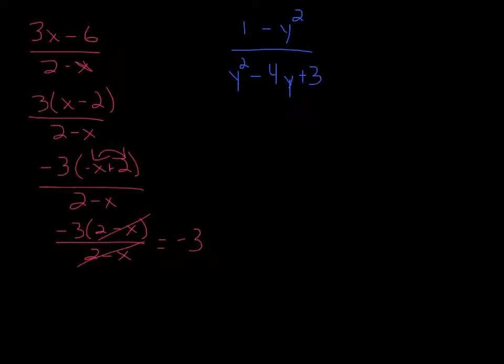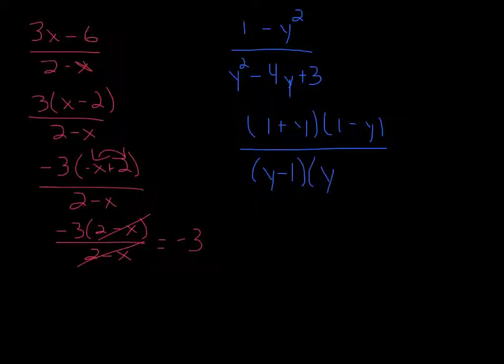So if we factor those down, we have 1 plus y, 1 minus y, because they are a difference of 2 squares. And on the bottom, we are left with y minus 1 and y minus 3. Okay, so on the top we have this 1 minus y, and on the bottom we have y minus 1. So let's pull out our negative 1. Doesn't matter which side you pull it out of. In the notes it did it on the top, so we'll do that too.